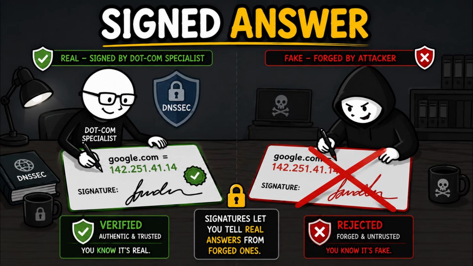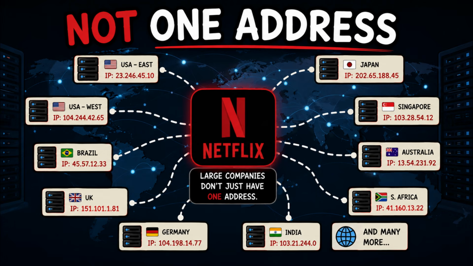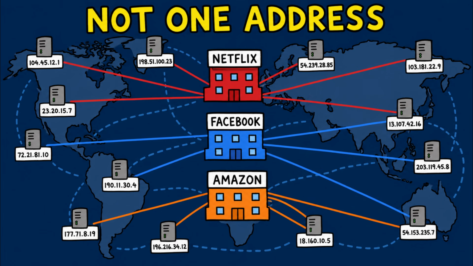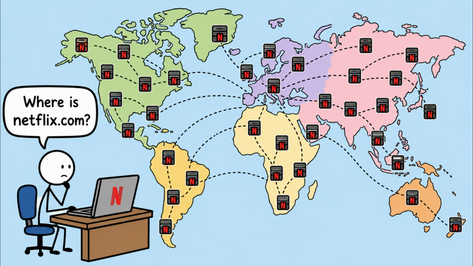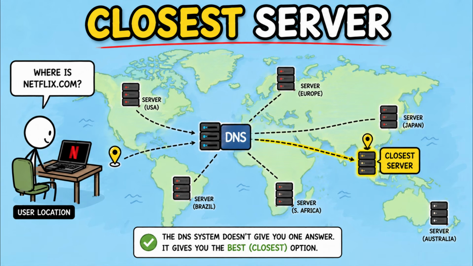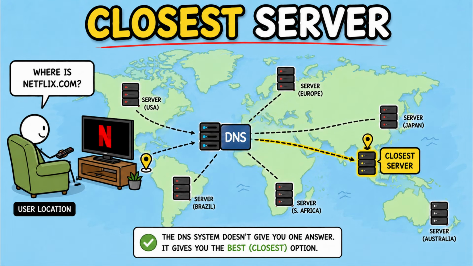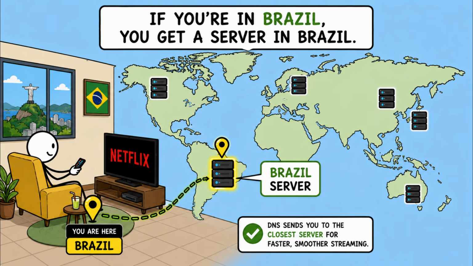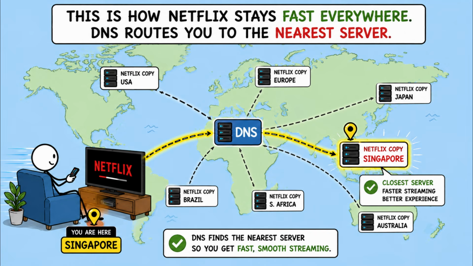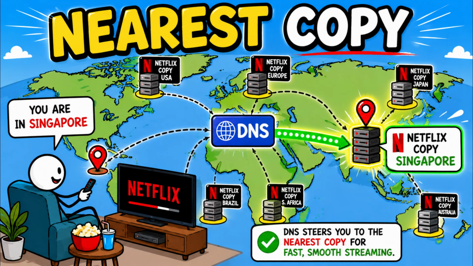Large companies don't just have one address. Netflix isn't at a single IP address. Neither is Facebook or Amazon. Instead, they have thousands of servers spread across the world. When you ask where is Netflix.com, the DNS system doesn't give you one answer. It gives you the closest server to you. If you're in Singapore, you get a server in Singapore. If you're in Brazil, you get a server in Brazil. This is how Netflix stays fast everywhere. DNS routes you to the nearest copy of Netflix's system.